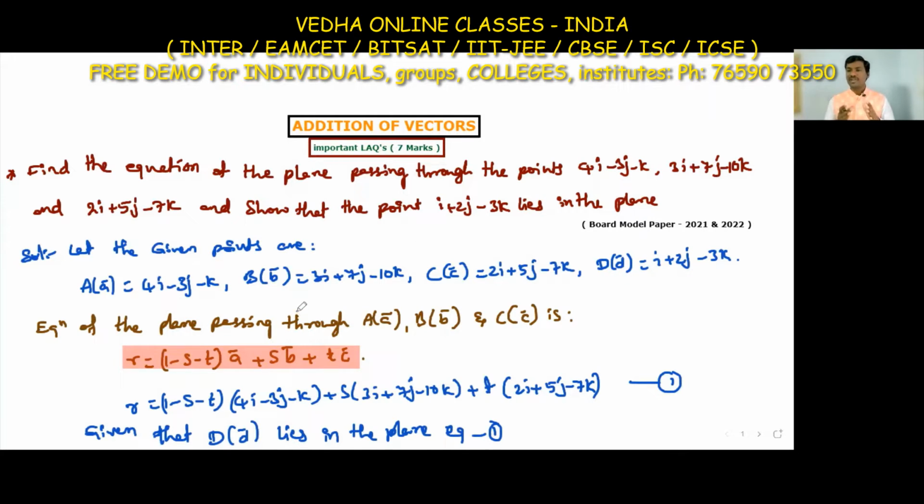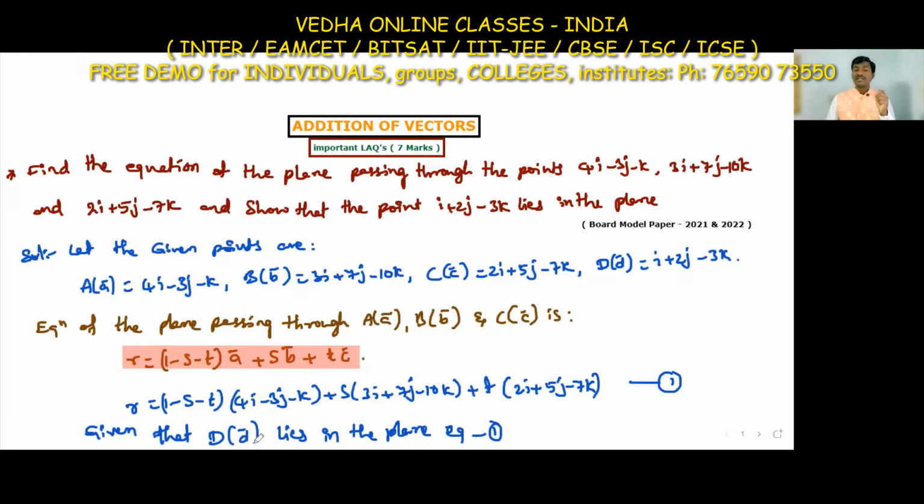Equation of the plane passing through A, B, C. We have the formula for finding the equation of the plane passing through three points A, B, C, that is r equals (1 minus s minus t) A bar plus s B bar plus t C bar. Now I am substituting the values of the A, B, C vectors: r equals (1 minus s minus t) into 4i minus 3j minus k, plus s into 3i plus 7j minus 10k, plus t into 2i plus 5j minus 7k.